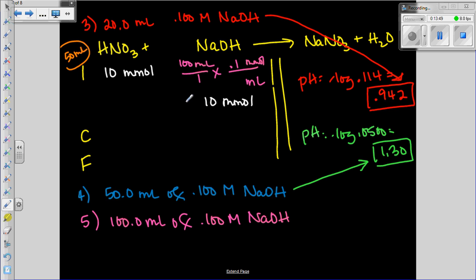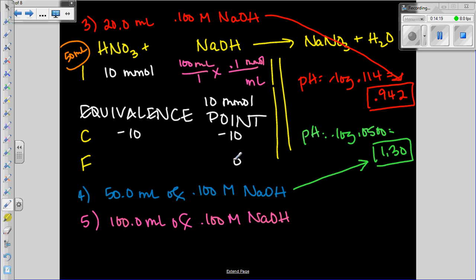When the moles of acid and base are equal, we have reached this special situation called the equivalence point. If you remember from your vocabulary words, the equivalence point is when the moles of H plus, or acid, are equal to the moles of OH minus, or base. So if both of these are going down by 10, we have neither left.